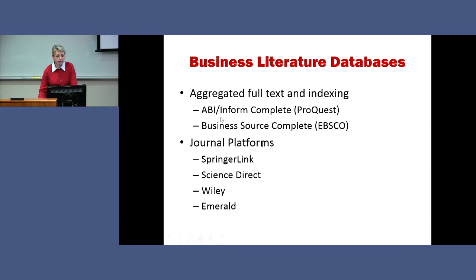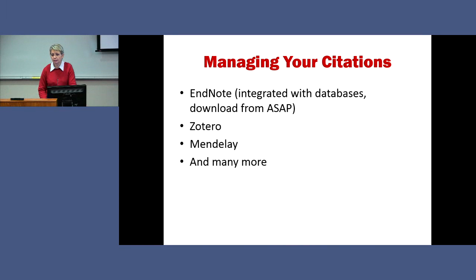We visited ABI Inform Complete, which is published by ProQuest. It's one of the major aggregators on the market right now. The other one is called Business Source Complete, which is an EBSCO database. And we looked at the journal platforms such as Springer Link, Science Direct, Wiley, and Emerald, some other ones. And we discussed how to manage your citations using EndNote, which is available to you through ASAP. And these are some of the other tools that you can use to manage your citations.